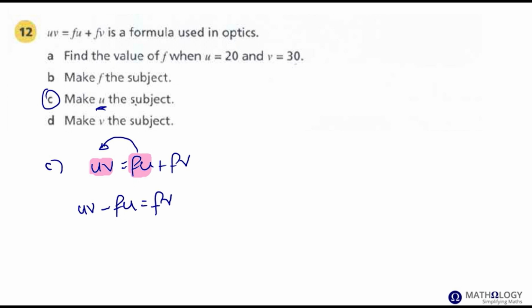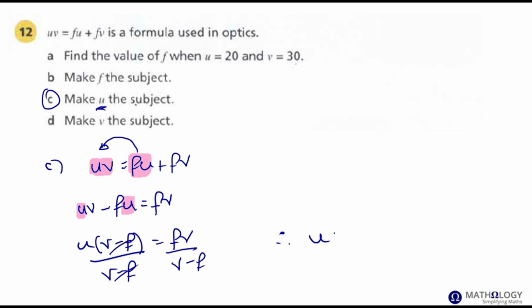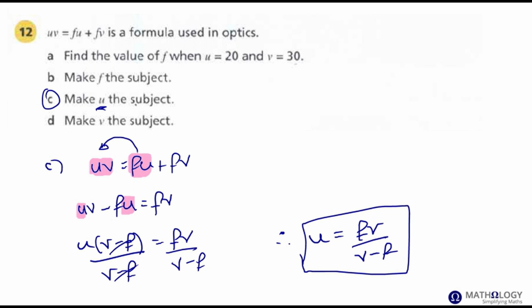We can now take out a common factor of u on the left, because we're trying to make u the subject of the formula. So u times v minus f equals fv, and now we can divide both sides by v minus f. So therefore u equals fv divided by v minus f. U is now the subject of the formula.